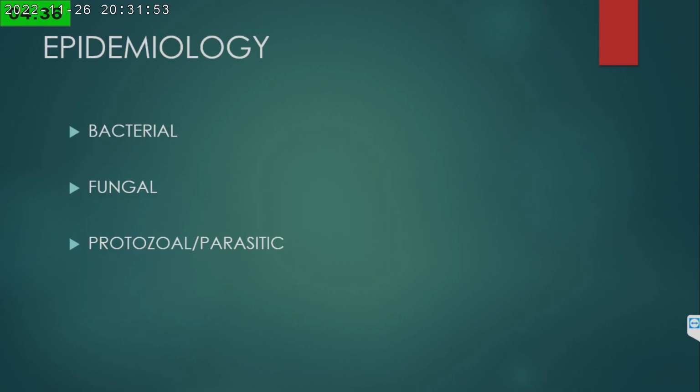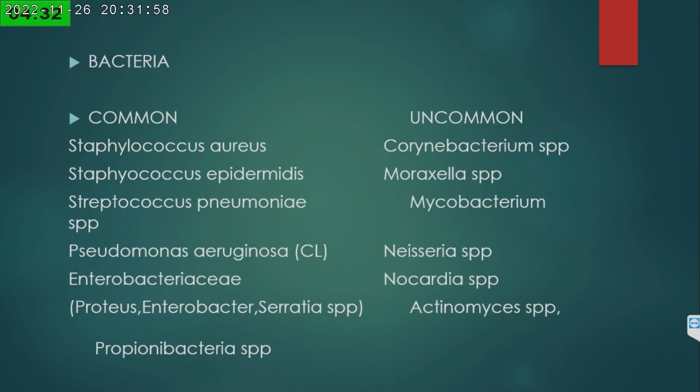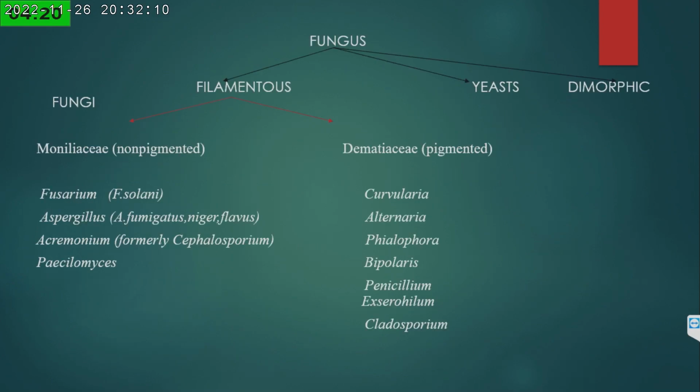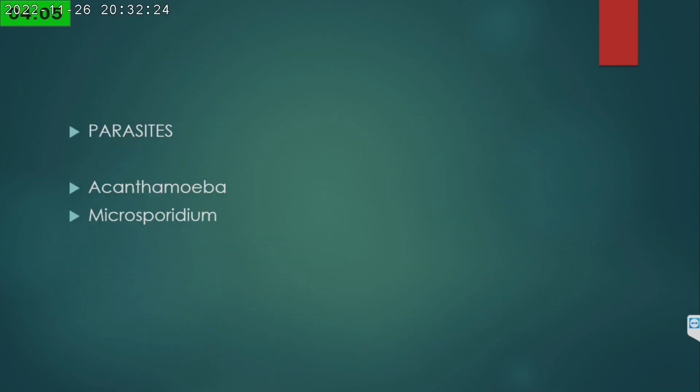Rushing through the brief epidemiology, you have bacterial, fungal and protozoal keratitis. The common bacterial species involved, as you all know, are staph, streptococcus and pseudomonas, the uncommon ones being nocardia, neisseria, corynebacterium and moraxella. Then you have atypical mycobacteria. The common fungi, I am just rushing through all these because we have to cover history taking, risk factors and examination of keratitis, are the filamentous fungi, the yeast and the dimorphic fungi. The parasites commonly encountered are acanthamoeba and microsporidium.